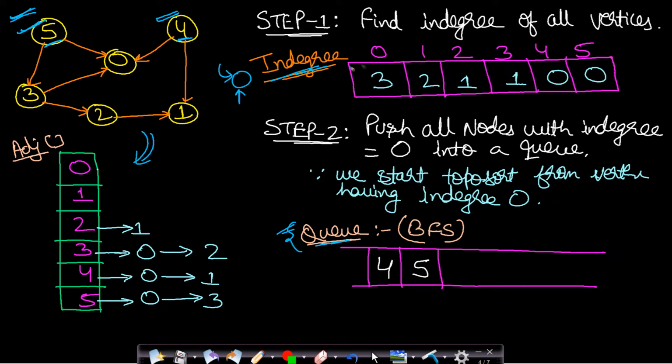So how do we actually calculate this in degree array? What we will do is take an in degree array whose size will be equal to the number of nodes in our given graph. So in this graph we have 6 nodes numbered from 0 to 5.